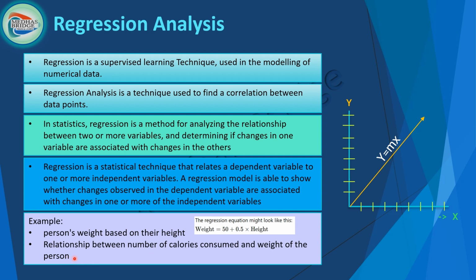So the bottom line is the relationship between the number of calories consumed and the weight of a person is also a regression problem. Likewise, we have many others like predicting house price and rental price. These are all contexts where regression analysis is widely used.